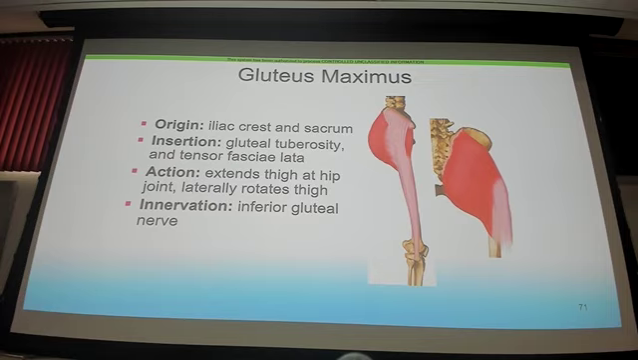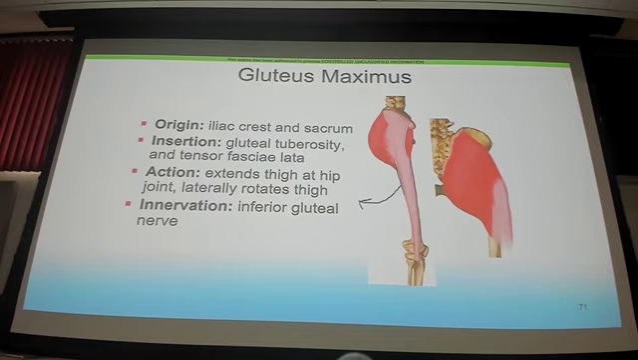It originates off the iliac crest and the sacrum up here, and then it's going to insert officially just like the deltoid. It has a tuberosity that it can connect to, but it ties mostly into the tensor fasciae latae, the most lateral structure of the leg, our iliotibial band, as it continues down to go below the knee. So when we look at gluteus maximus, it's going to help extend the thigh at the hip, to bring it backwards, posteriorly, and then it can help to laterally rotate the thigh.